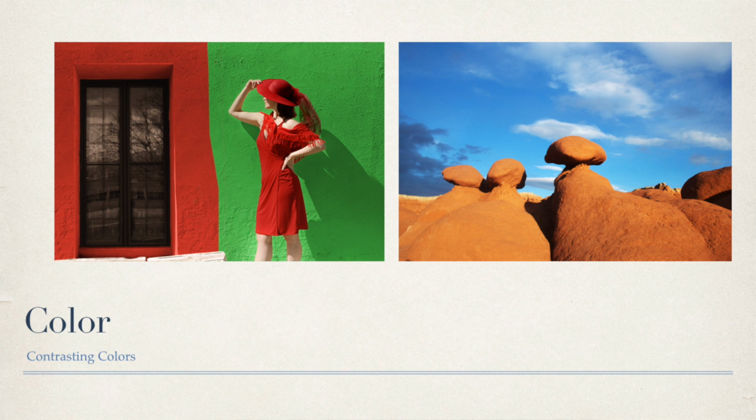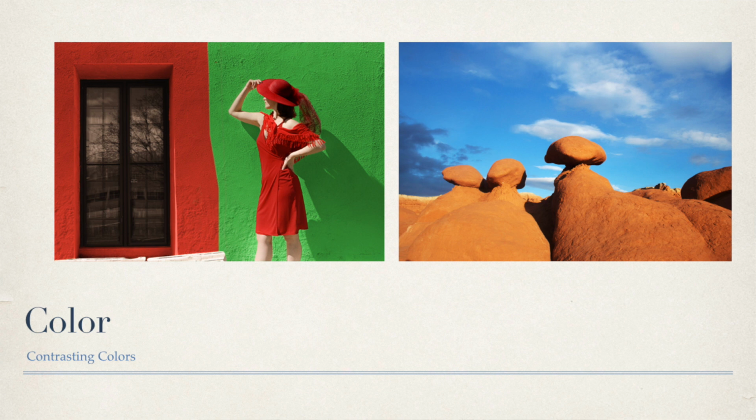You can imagine, for example, what these images would have looked like if the wall on the left was totally white, or the sky with the hoodoos there was just overcast and totally white. It would have lost something. It would have lost some of the intensity and some of the powerfulness that comes by contrasting two opposing colors together.